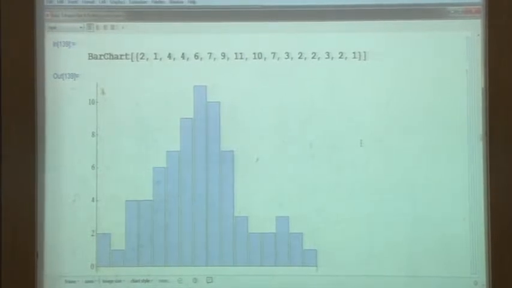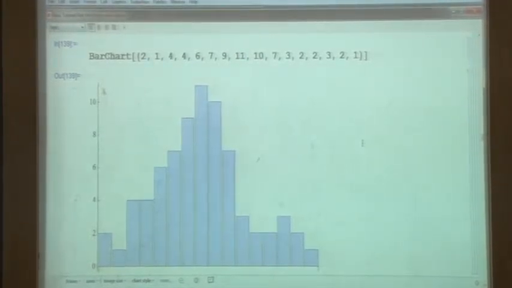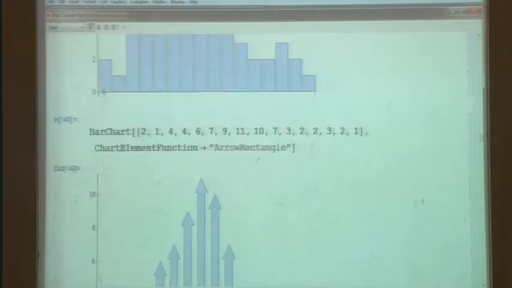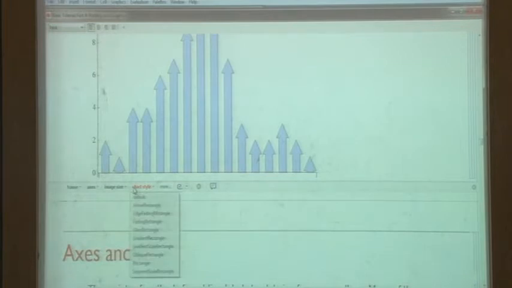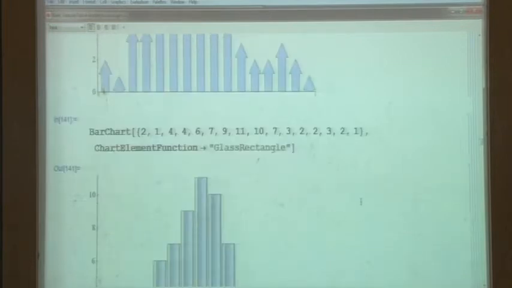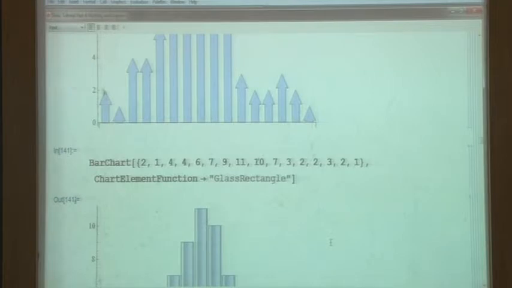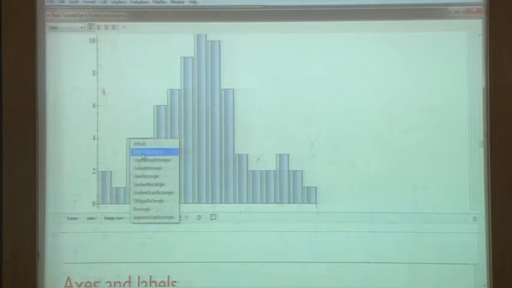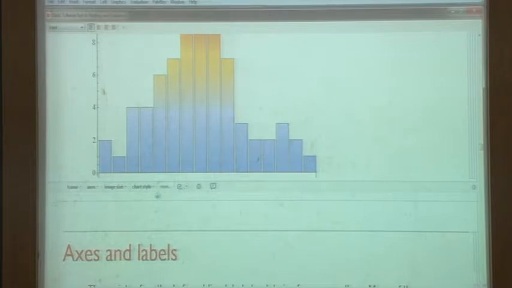So in this case, Mathematica will create a kind of chart. You can change the chart style if you want over here. For example, you could use arrow rectangle, and you could use glass rectangle. So feel free to play with it. Circular? Pardon me? We could look at some of the things that are here. I'm not sure we could have the circular, but that's a good point.